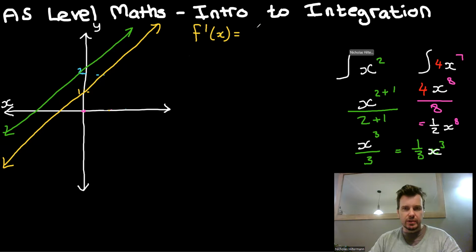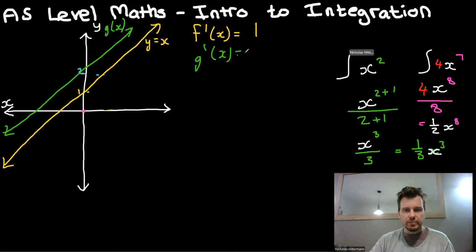Is equal to 1, right? Because it's y equals x. And the derivative of this graph here, this is f of x. So we'll make this g of x, remember, because we can label them differently. Well, the derivative of g of x is also equal to 1. So how do we distinguish between these two graphs? Because they both have a slope.